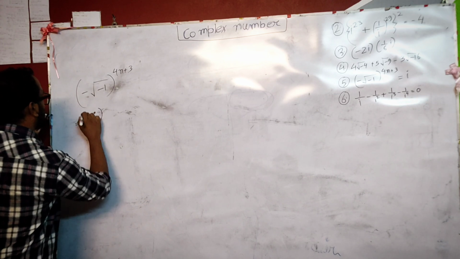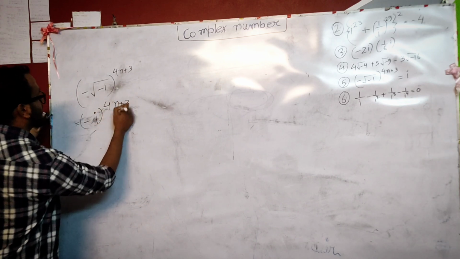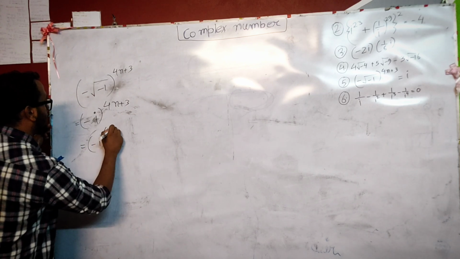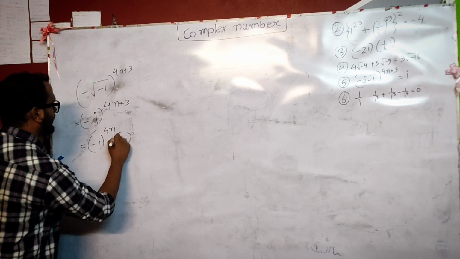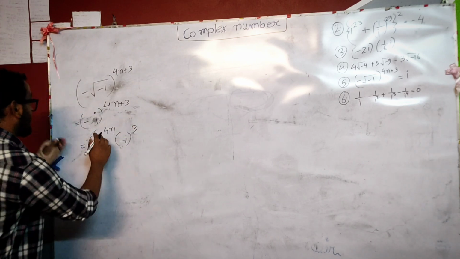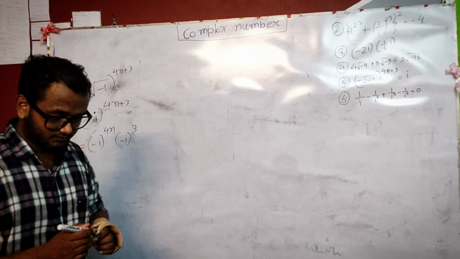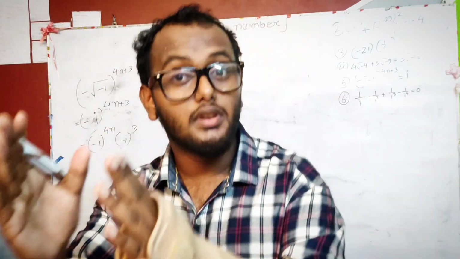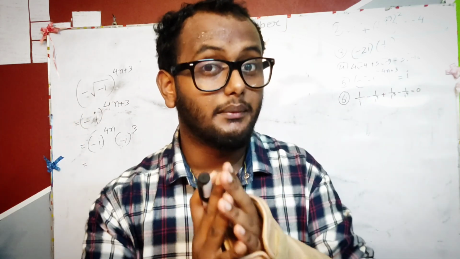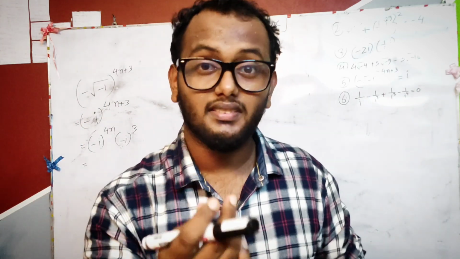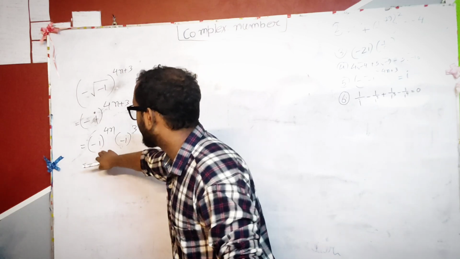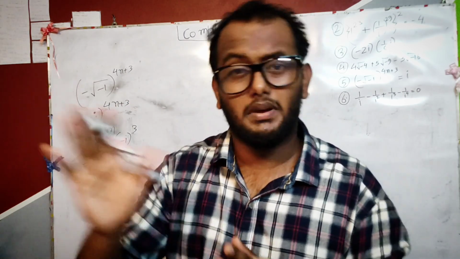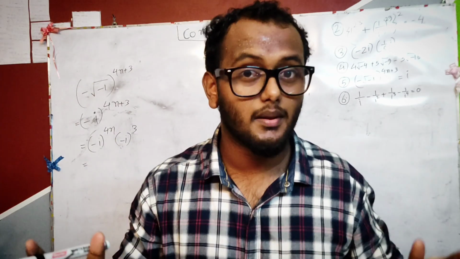Minus iota to the power 4n plus 3. Now, 4n. See this one. Let's say we have minus 1. Minus 1 to the power 4 means minus 1 into minus 1 into minus 1 into minus 1. If you multiply minus 1 four times, it will be an even number of times, which means plus. Similarly, minus i to the power 4n. Let n be any integer. If you multiply something with 4, it will be an even number.